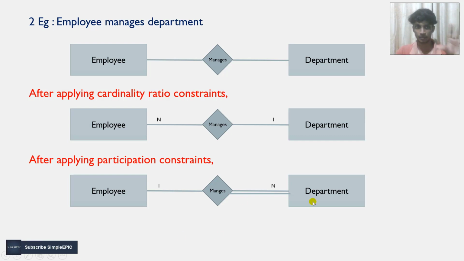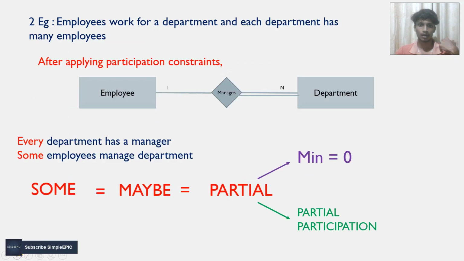So in this state, we only have covered total participation. This is basically partial participation. For now, this is how total participation works, because every department has a manager, so there will be total participation. Okay, so employee works for a department. After applying participation constraints, there will be partial participation on the left side, and there will be total participation on the right side.